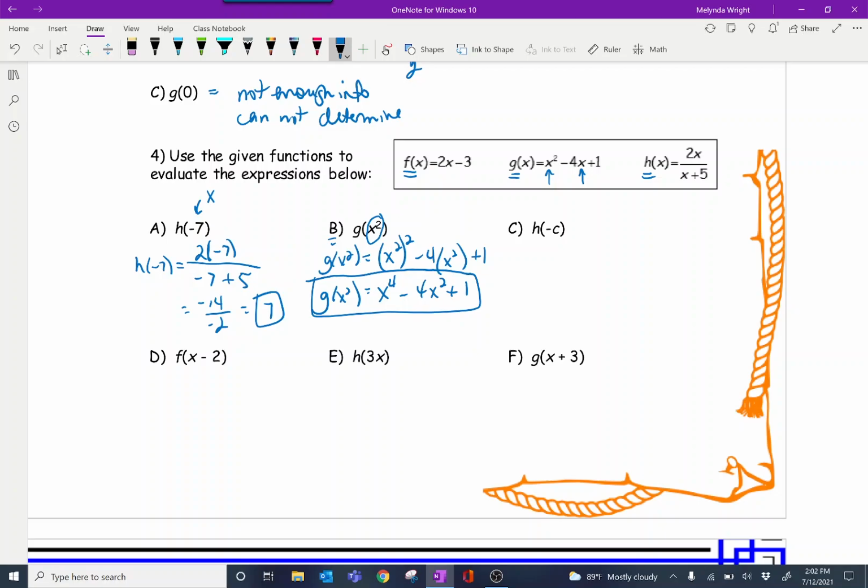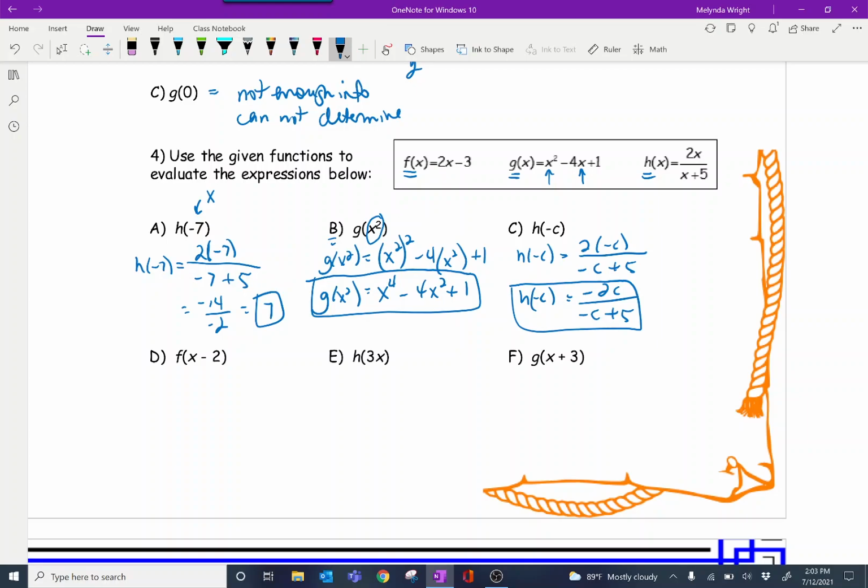All right, the next one is asking us to find h of negative c. That means we're going to put a negative c everywhere there's an x. And then we're just going to clean it up so it looks a little bit nicer. So that would give us negative 2c over negative c plus 5.